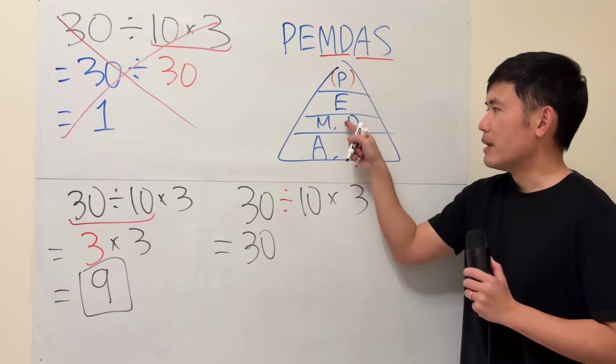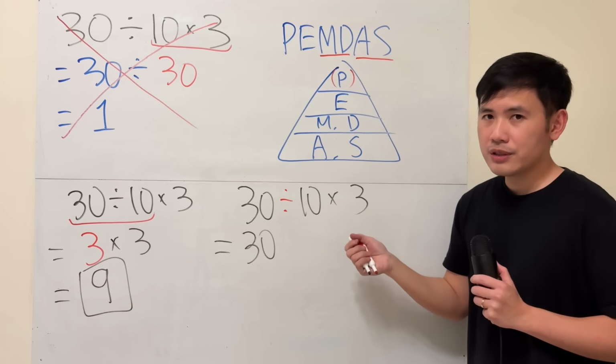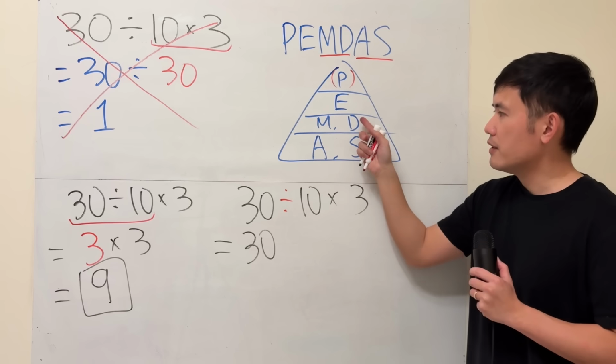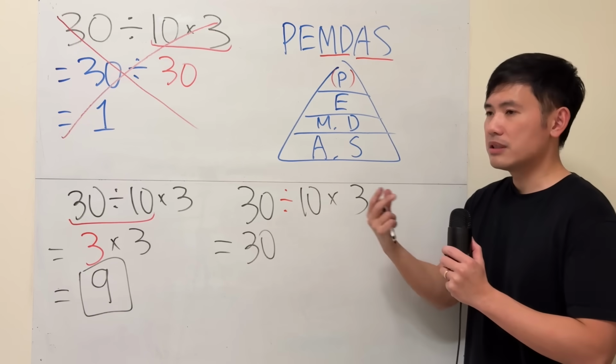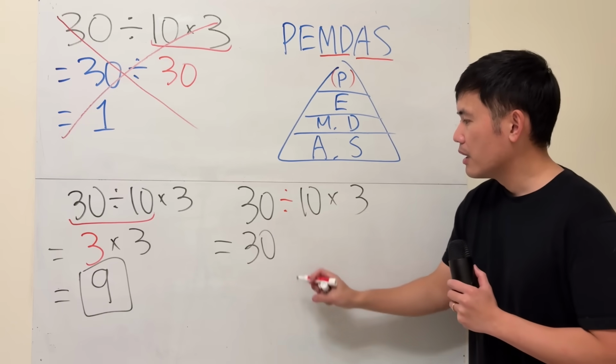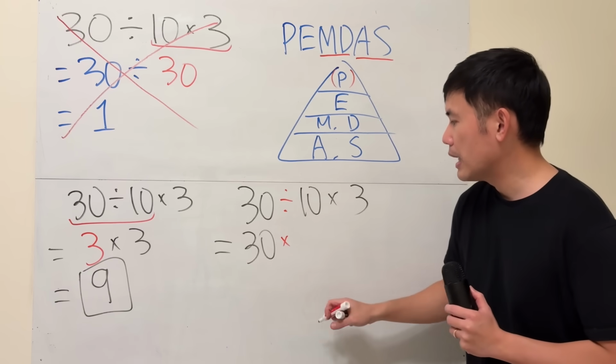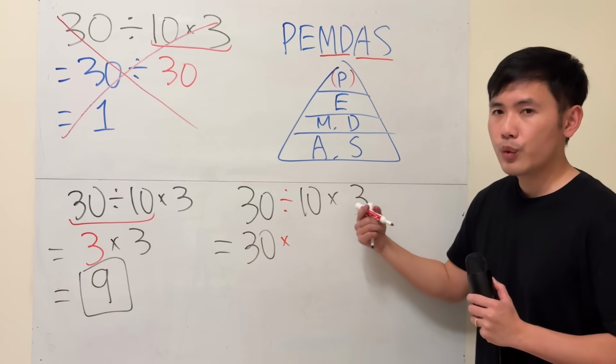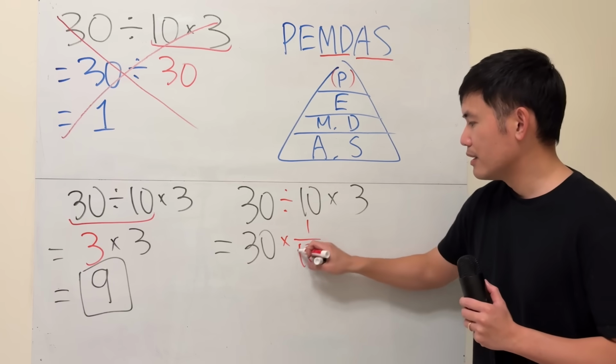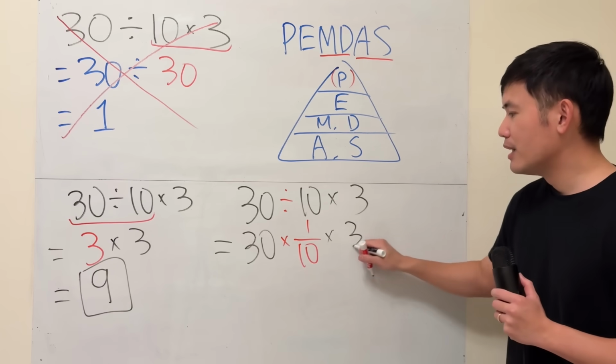That's why they are on the same level, because they're also the inverse operations of each other. When you multiply and divide, they cancel. Add and subtract the same number, they cancel to be the same thing. But if you divide by 10, you can look at this as multiply by this thing's reciprocal, which is 1 over 10. And then multiply by 3.